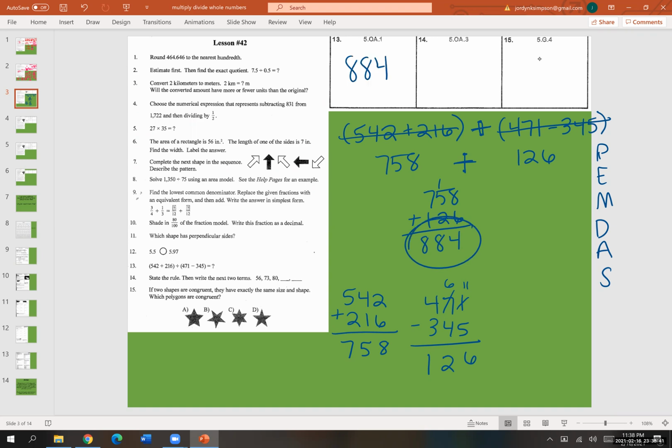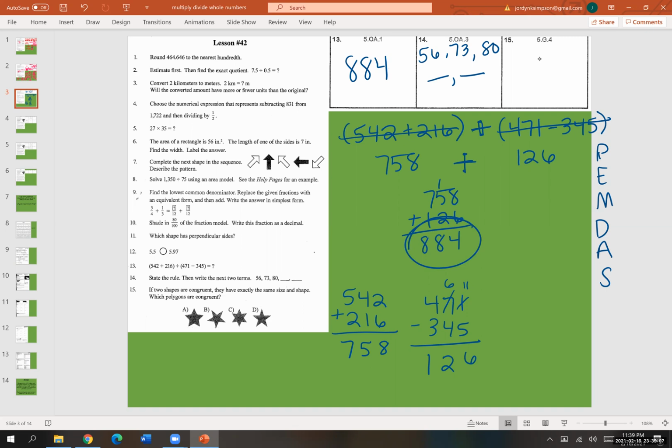Number 14, state the rule, then write the next two terms. So we are going from 56 to 73 to 80, and then we have to do our next two terms. I'm going to leave some blanks. So my numbers are getting larger. There's two operations I can use to make a number larger in 5th grade, which are addition and multiplication. Well, I know this is probably not multiplication, so let's look to see how much we have to add.